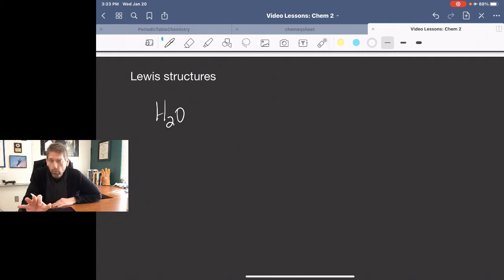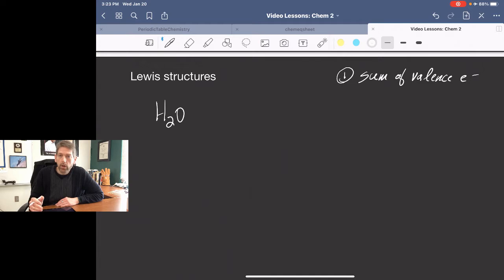There are three simple rules, whether we're dealing with water or any other molecule, and that is this. Number one, you want to get the sum of the valence electrons. You want to add up all the valence electrons in the molecule. That's the first rule. Right here we see there are two hydrogens and one oxygen. We remember from previous studies that hydrogen has one valence electron and oxygen has 6 valence electrons.